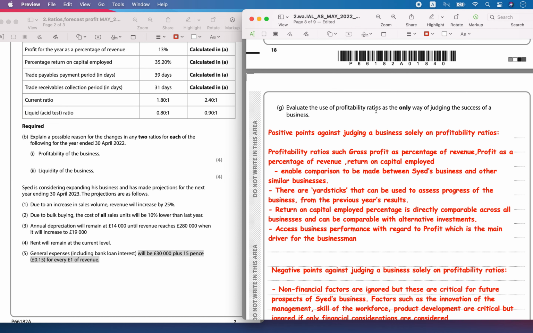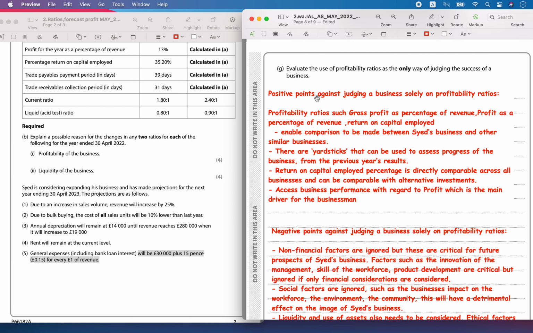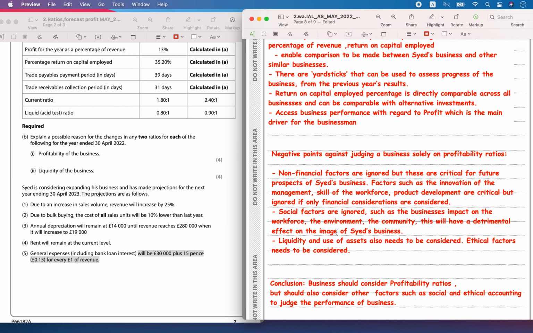Then evaluate the use of profitability ratios as the only way of judging the success of a business. Positive points will be that if you are considering profitability ratios, it helps you to enable comparison. So I can compare similar businesses, you can take business decisions, it will act as a yardstick, and also you can directly compare with the previous year's investments. Okay, so it is a good way to use the profitability ratio in judging the success of a business, because profit is the main driver for a business.